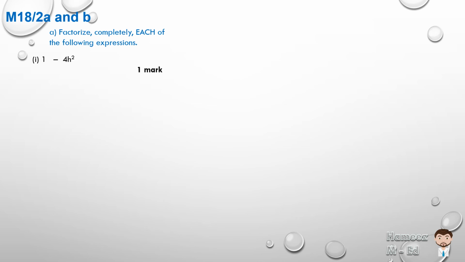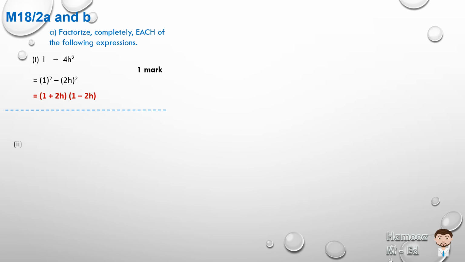And why can we do that? Because we can rewrite that as 1 squared minus 2h all squared, because 2h by 2h, 2 2s are 4, h by h is h squared. So since we write it in this form with the difference of squares, if we're factorizing it as a squared minus b squared, then that will give us a plus b times a minus b, where a is 1 and b is 2h. So our answer will be 1 plus 2h by 1 minus 2h.